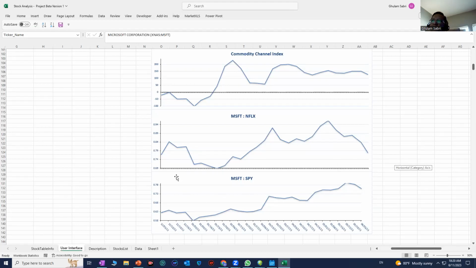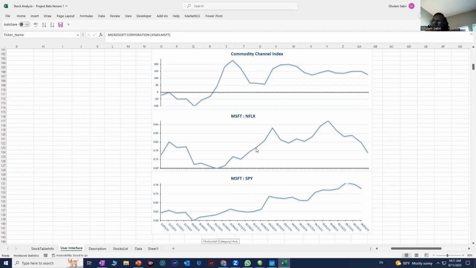So very quickly you can see that this is Netflix and this is index ETF SPY. Microsoft is beating the index ETF ever since the start of this year. The price ratio was 0.58, but right now it's 0.73. Although both are rising, the index is rising, Microsoft is rising, but Microsoft is beating it.